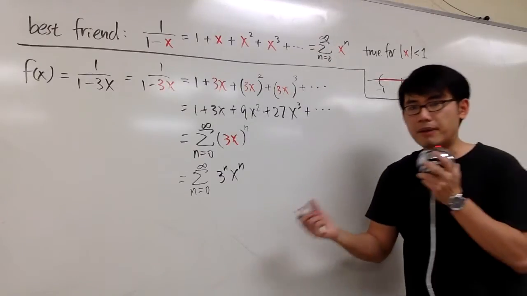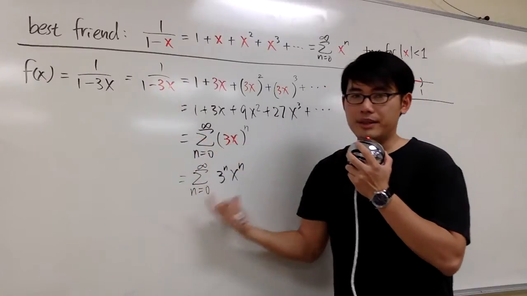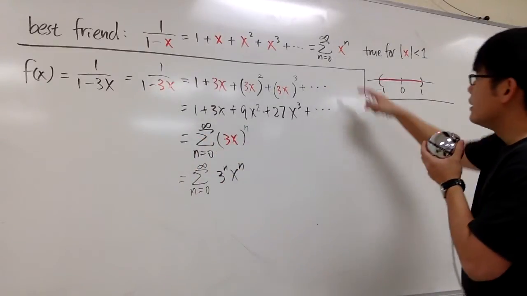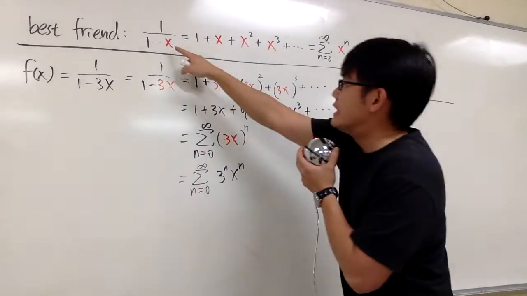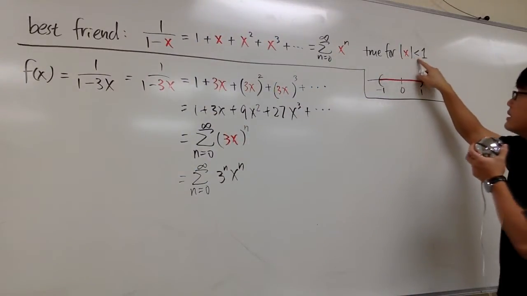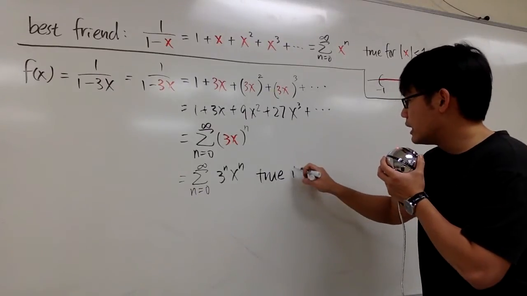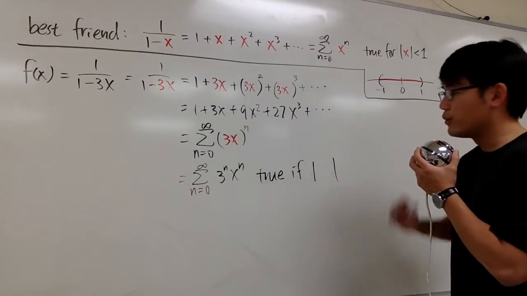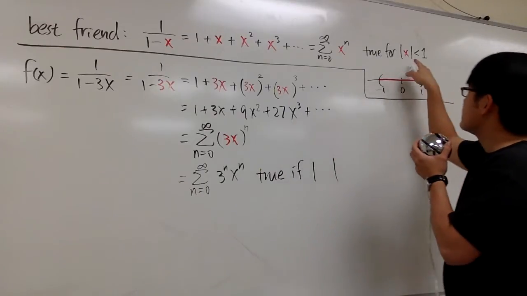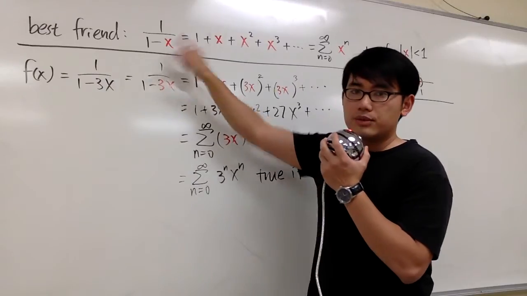That's it. But now let's talk about when can we really use this equation. Well, the original condition was our best friend was true only when we have the absolute value of x less than 1. But then let me just write this down. This is true only if the absolute value, earlier we just have x for our best friend, but then we plugged in 3x into our x right here.